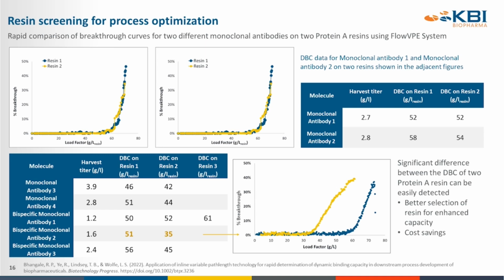I like to point out on the line in gold, bispecific monoclonal antibody 2. It turns out with one of the resins, they got a 51 mg per mil or gram per liter dynamic binding capacity, but another resin only gave them 35. They could quickly identify that and say, look, okay, we're not going to use this other resin because we have a higher binding capacity with this one.